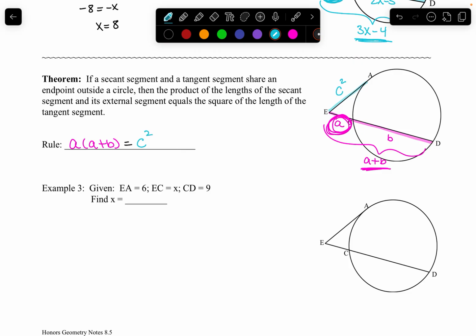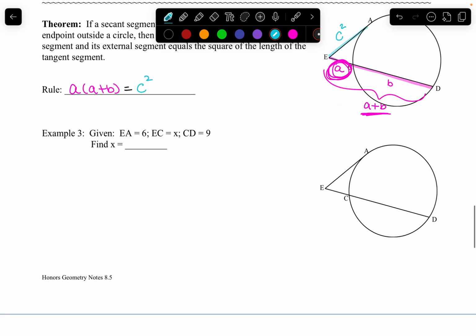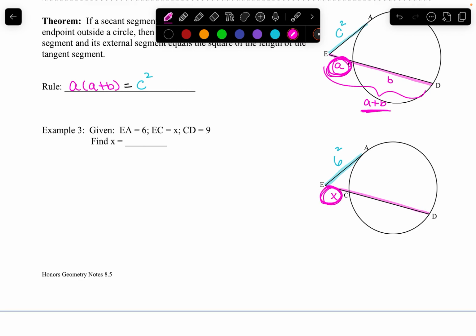So anytime you see a tangent, it's going to be that value squared. Anytime you see a secant, it's outside times whole. Okay? So here we go. EA, ED. What do they give me first? They give me EA first. Okay, EA is 6. Lovely. Squared. Okay, and then EC is going to be X, aggressive. CD is going to be 9. We go X plus 9.